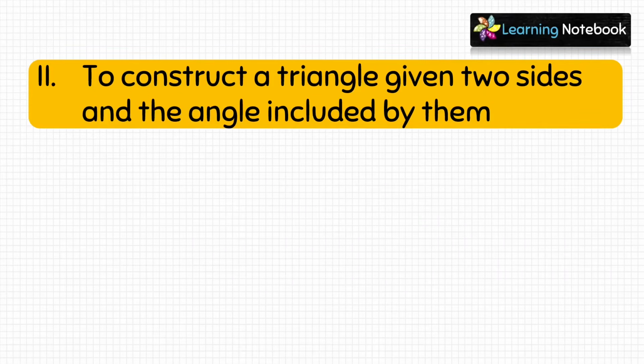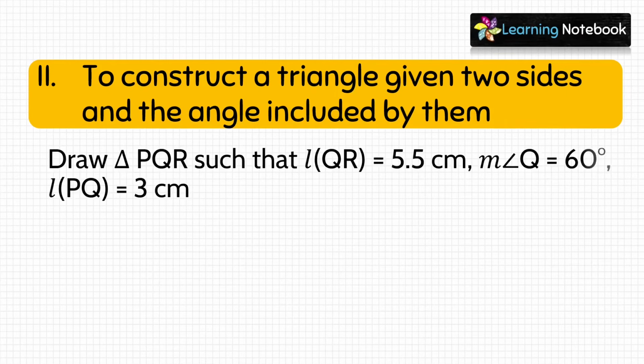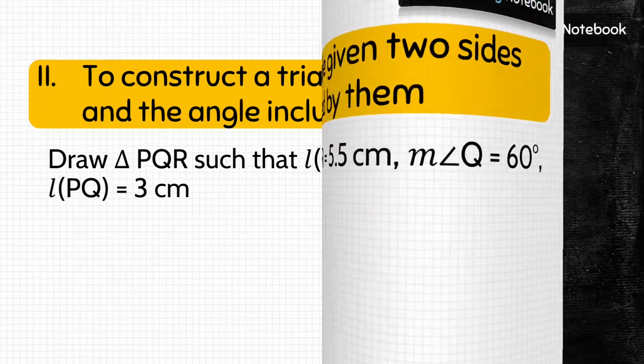Now the next construction is to construct a triangle when we are given two sides and the angle included by these two sides. So question is, draw triangle PQR such that QR equals 5.5 centimeter, angle Q equals 60 degrees and PQ equals 3 centimeter.